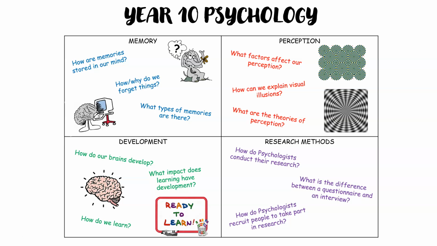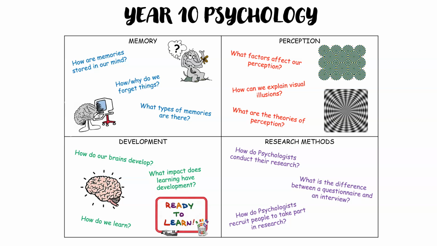The next topic, I'm going to move along to perception there. So we're looking at these questions: what factors affect our perception? So if you're staring at those circles there, I'm staring at them now and they do look like they're moving. They're actually not, but we're looking at how can we explain these visual illusions and what theories are there of perception.